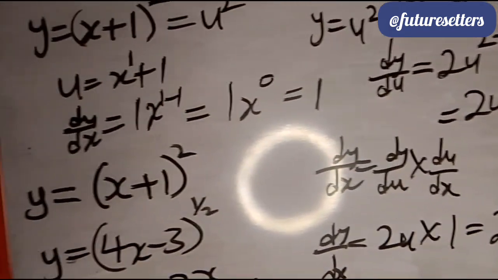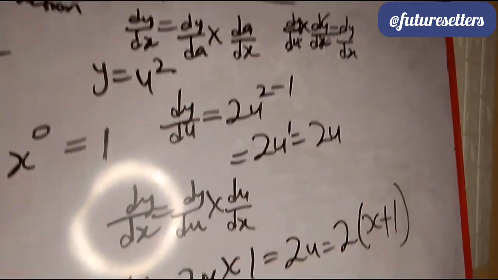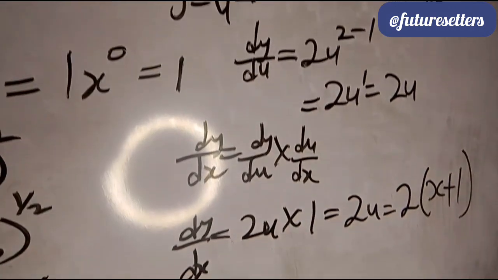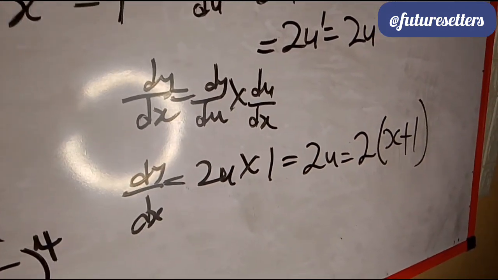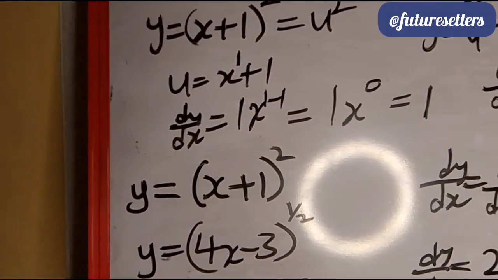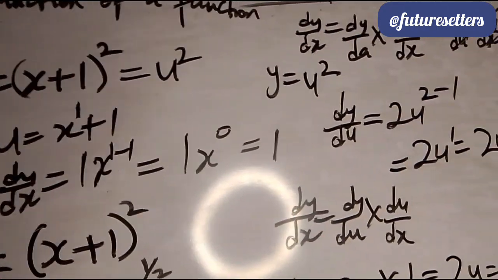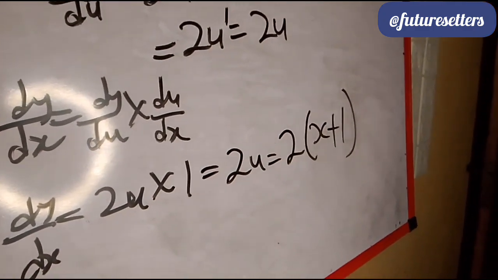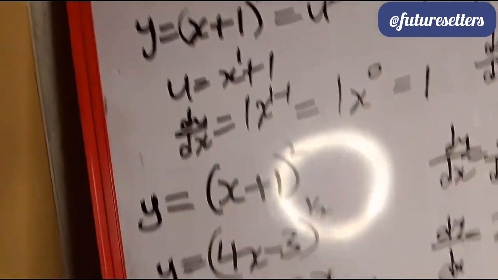Now what's dy/du? dy/du is 2u. Now du/dx is 1. So if du/dx is 1, you replace that du/dx by 1 there. So you have 2u times 1. And what's u? You come back to this place and check. u is x plus 1. So if u is x plus 1, just replace it to give you 2 into x plus 1 as our final answer as dy/dx.